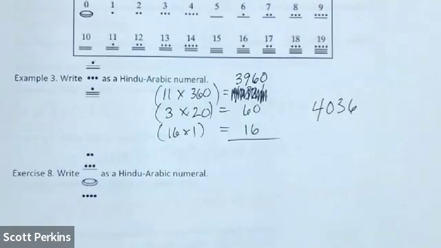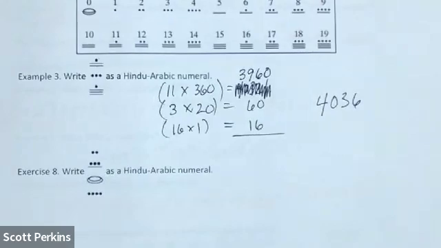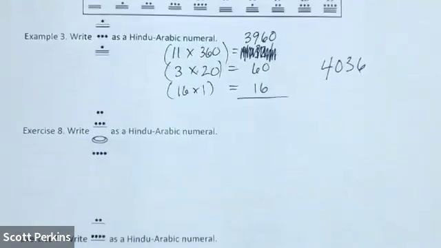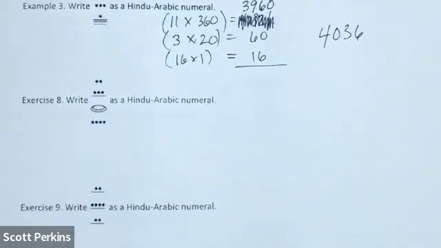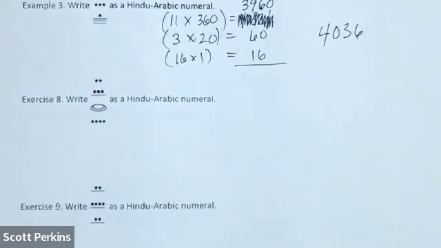All right, exercise 8, your example. It has 4 place values, notice. Okay, so I'm going to give you a minute or two to write down and then total up what exercise 8 is as one of our Hindu Arabic numbers.